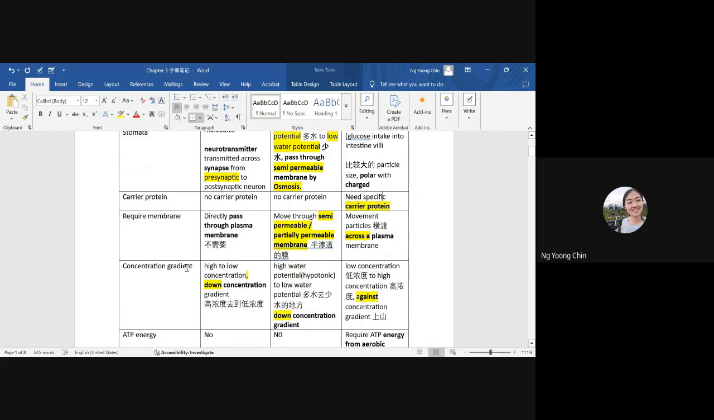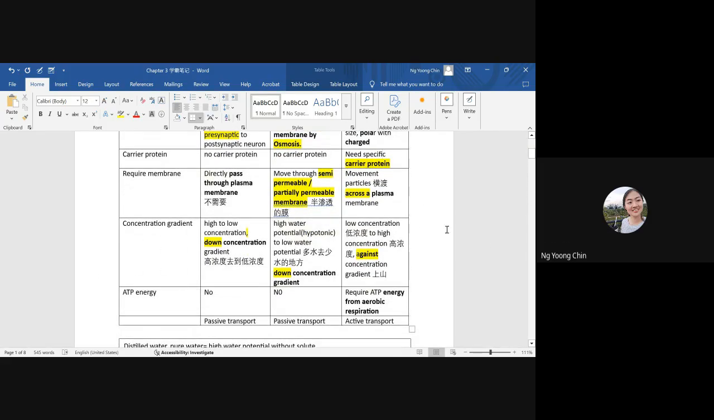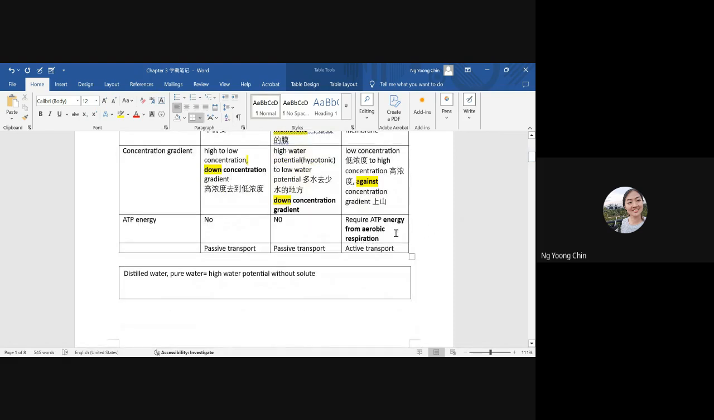Okay, so for the concentration gradient, you are moving from the low concentration to the high concentration, against the concentration gradient. So this is what is meant by against the concentration gradient. And then you require ATP energy. So it's a kind of active transport.